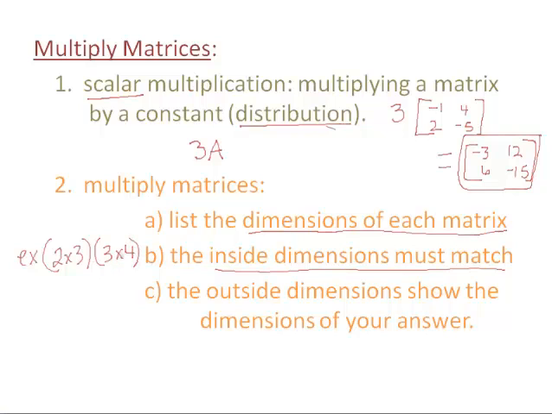You know, before when we talked about addition and subtraction, the matrices had to have the same dimensions. Multiplying, the only thing that you need to look for is to make sure that those inside dimensions match. And if they do, then you can multiply it, and what ends up is your answer matrix is going to have the dimensions of those outside rows and columns. So the answer matrix is going to be a 2 by 4 matrix. Okay, and I've written that right here. The outside dimensions are going to show the dimensions of your answer.